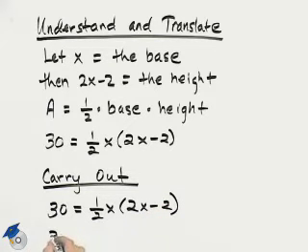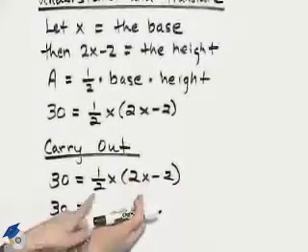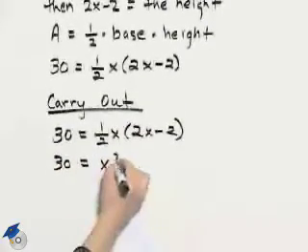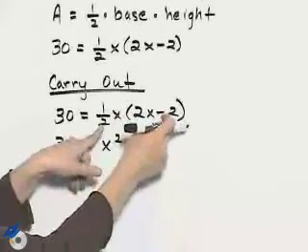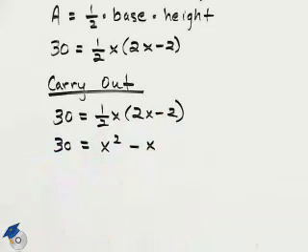So on the left-hand side, we'll have 30. I'll have 1/2 x times 2x. Notice that a half times 2 is actually 1, so I'm left with x squared. 1/2 x times 2, again 1/2 times 2 is 1, so I'm left with x.